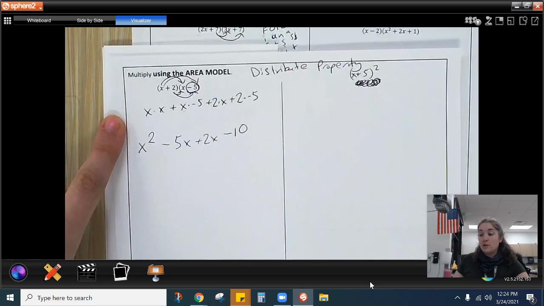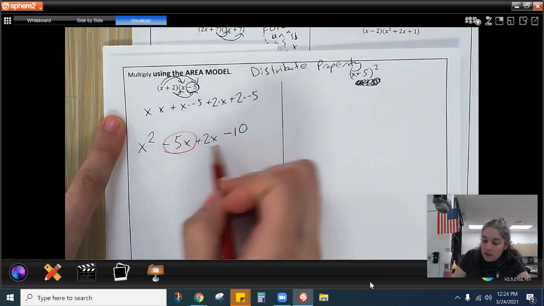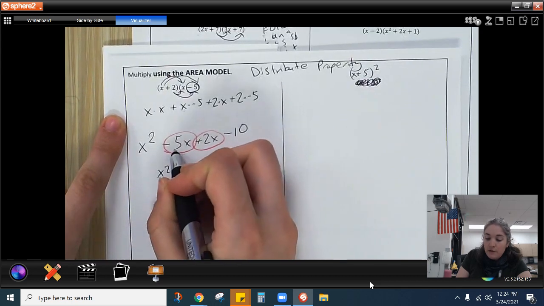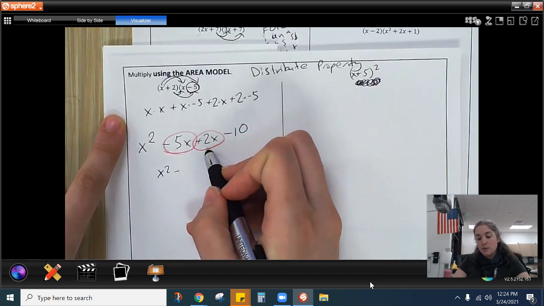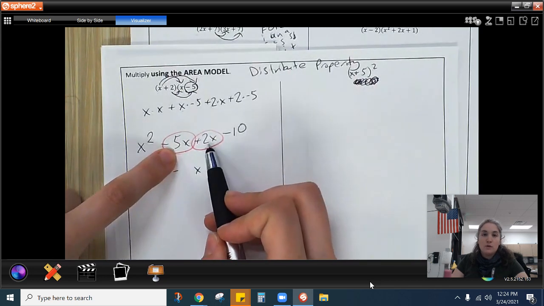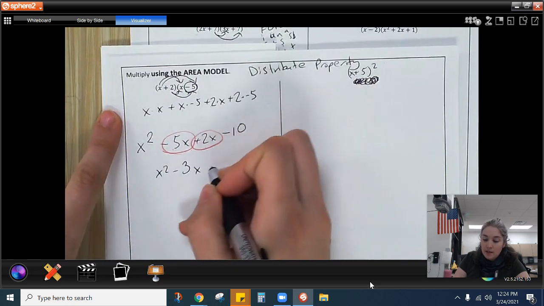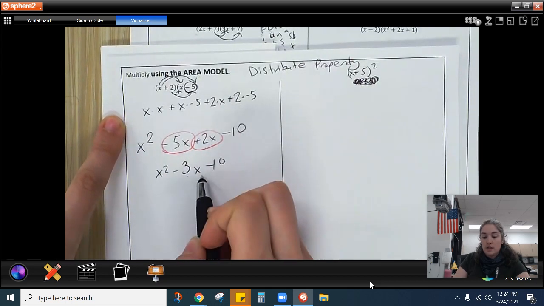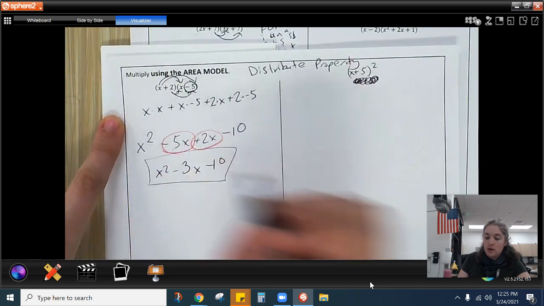Do I have any like terms? Yes, I do. I've got these two right here. So that gets us an x squared. Negative 5x plus 2x. I'm going to have an x, right? They both have x's. Negative 5 plus 2 is the question. We get negative 3, right? Negative 5 plus 2 is negative 3. So the x just hangs out. So this is our answer.